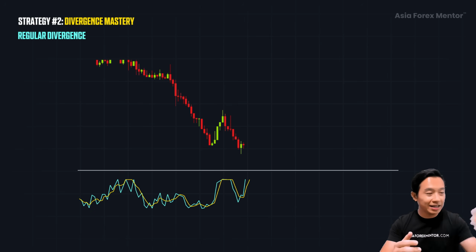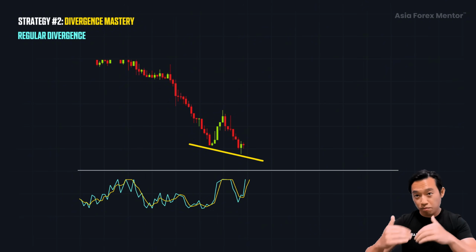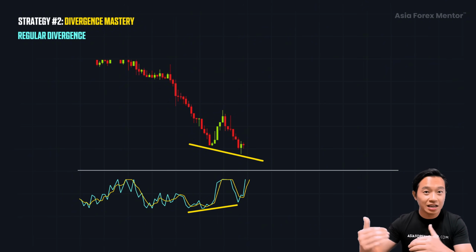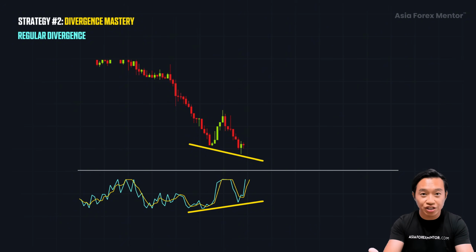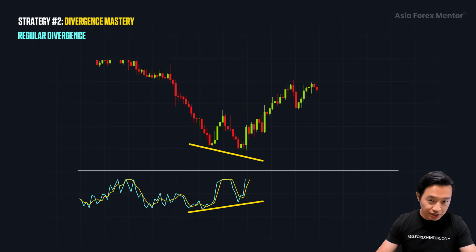The same thing works the other way, right? In a downtrend, when the market makes a lower low, the stochastic, instead of making a lower low, begins to rise. So this is regular divergence, right? Signaling what? A potential bullish reversal.